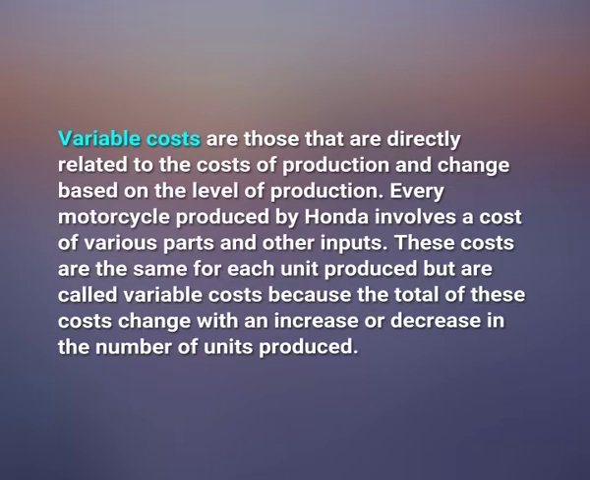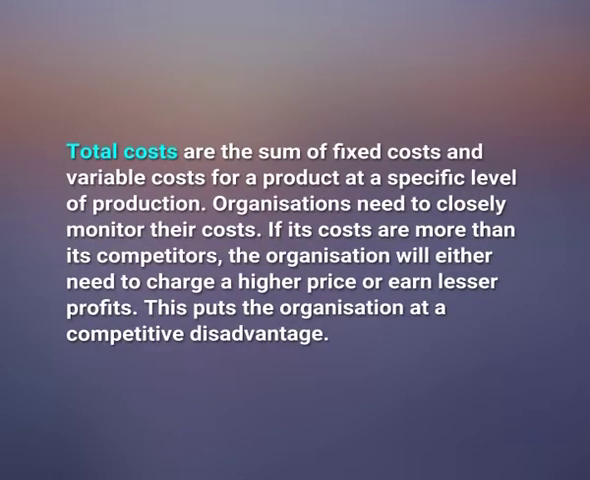Variable costs are those that are directly related to the costs of production and change based on the level of production. Every motorcycle produced by Honda involves a cost of various parts and other inputs. These costs are the same for each unit produced, but are called variable costs because the total of these costs changes with an increase or decrease in the number of units produced. Total costs are the sum of fixed costs and variable costs for a product at a specific level of production.